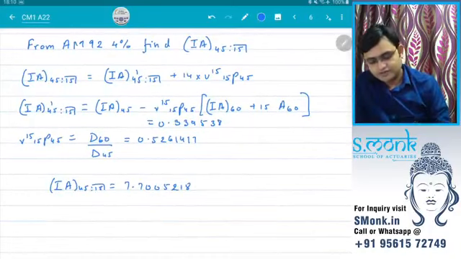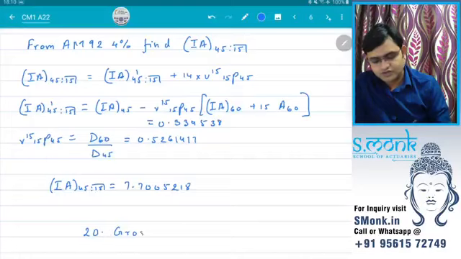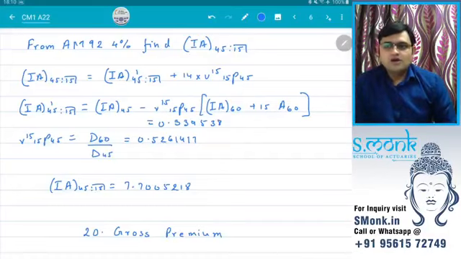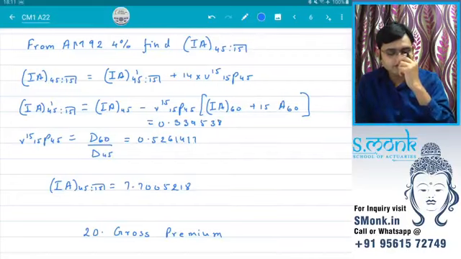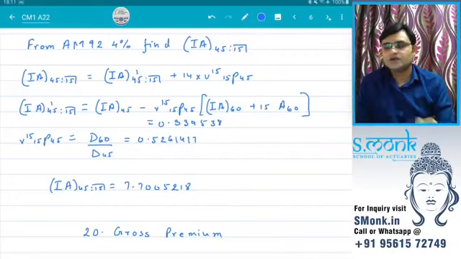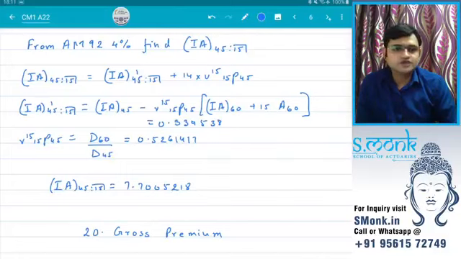Now we'll talk about chapter 20. Chapter 20 is named gross premium. Now from this point on time, we will be talking about how do we calculate stuff for our actual insurance companies. Okay, so life insurance companies, the main aim of life insurance companies is to sell insurance. Okay, so for that they will have to tell the people how much premium they are supposed to be paid.